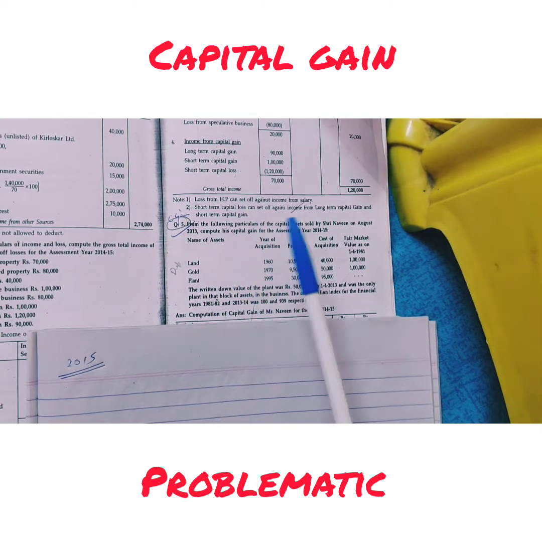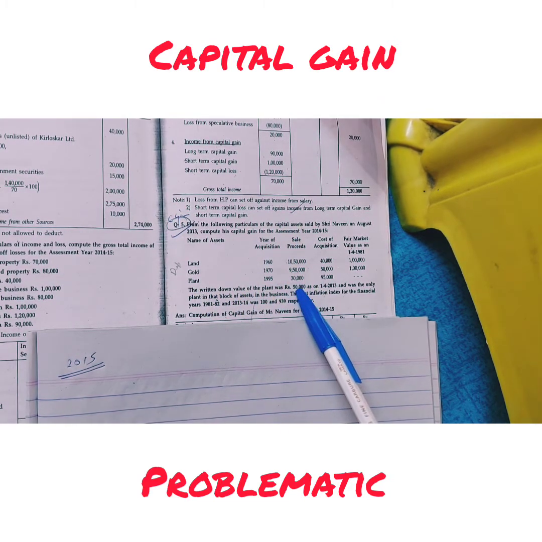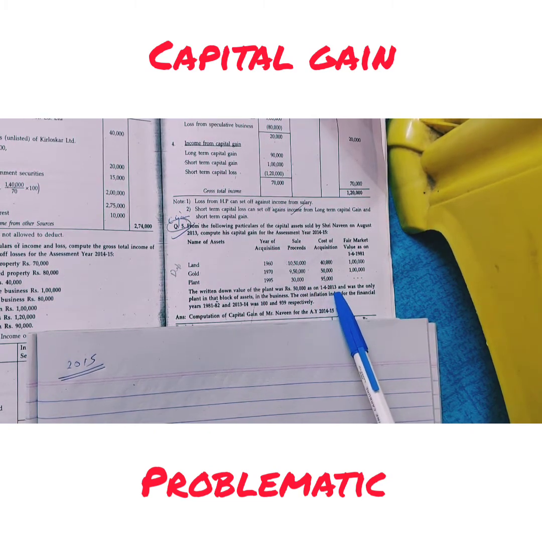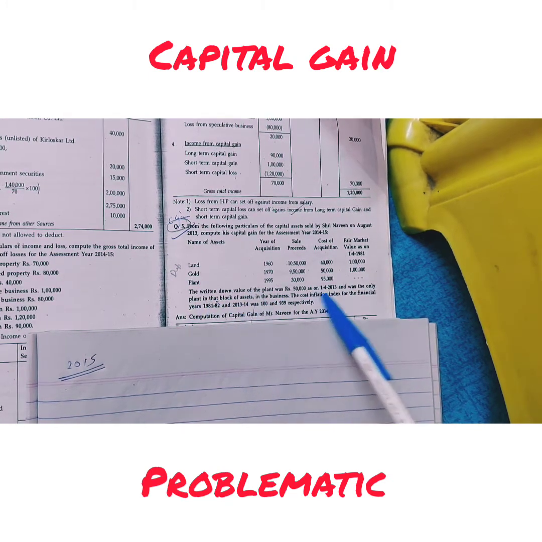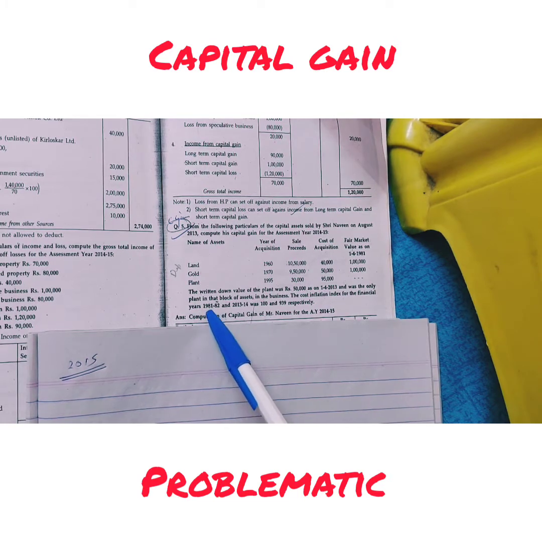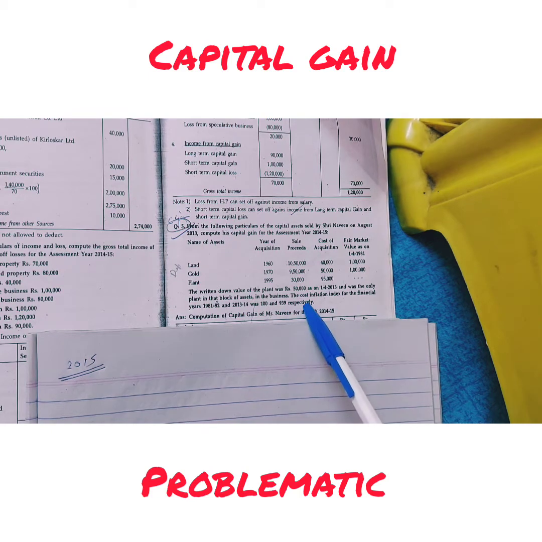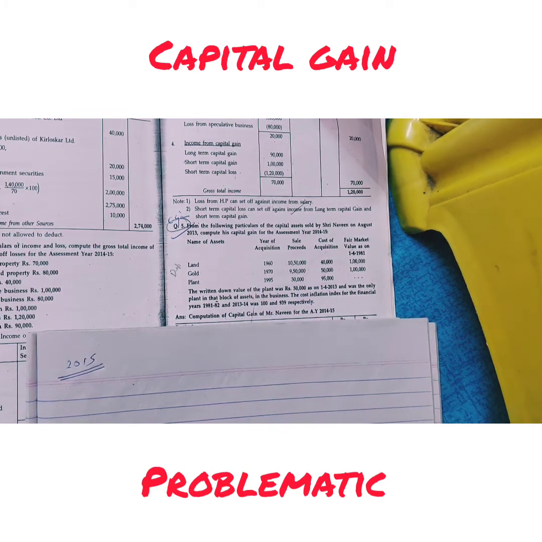So we have to calculate what? Capital gain. The written down value of the plant was rupees 50,000. So written down value is given for the plant, 50,000 as on 1/4/2013, and it was the only plant in that block of assets in the business. In a block of assets there may be many assets, but in this business only one asset is there, that is the plant. The cost inflation index for the financial years 1981-82 and 2013-14 is 100 and 939 respectively. So we have to calculate the capital gain.